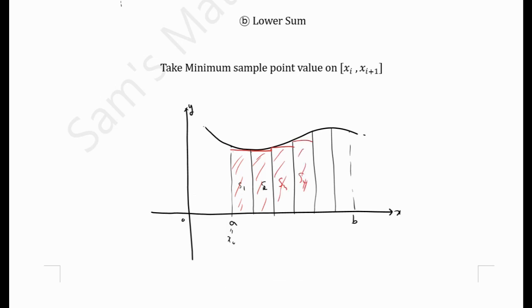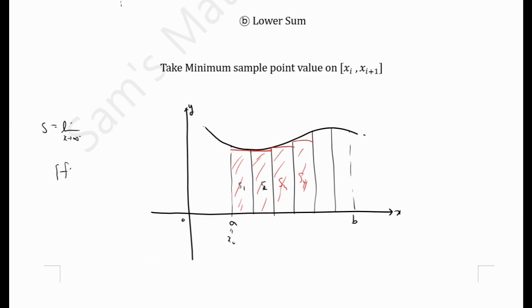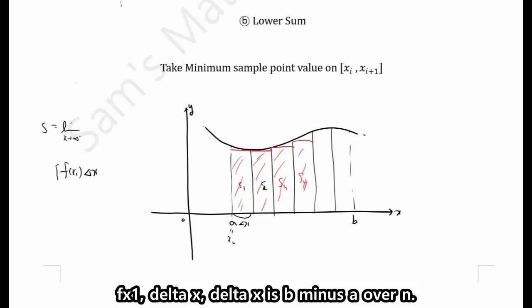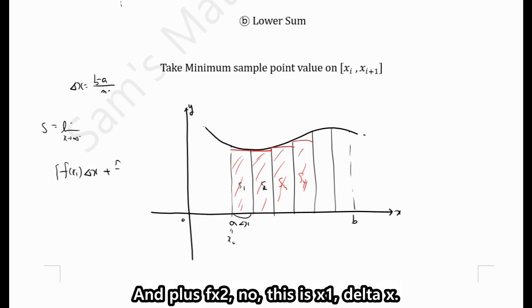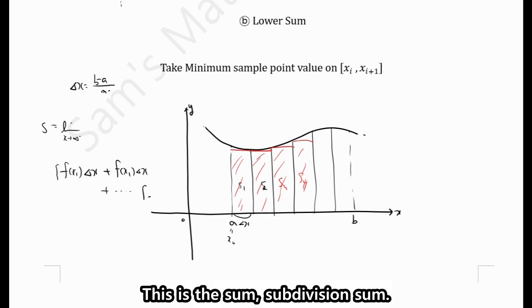So the approximate lower sum is S equal to the limit as n approaches infinity of f(x1) delta x, where delta x is (b minus a) over n, plus f(x2) delta x, like this. This is the sum, the subdivision sum.